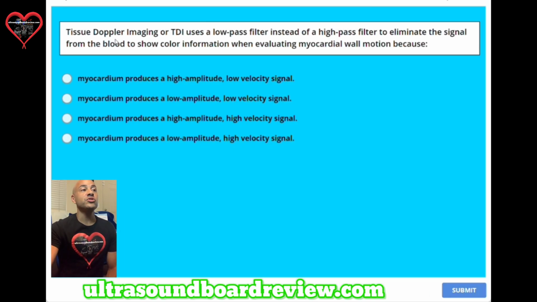Question number 2. Tissue Doppler imaging, or TDI, uses a low-pass filter instead of a high-pass filter to eliminate the signal from the blood to show color information when evaluating myocardial wall motion because A. Myocardium produces a high amplitude, low velocity signal. B. Myocardium produces a low amplitude, low velocity signal. C. Myocardium produces a high amplitude, high velocity signal. Or D. Myocardium produces a low amplitude, high velocity signal.